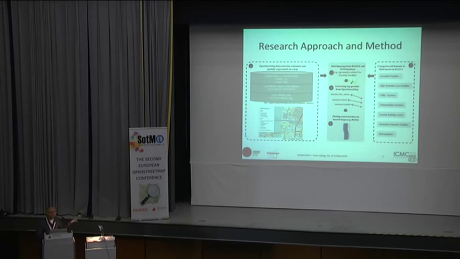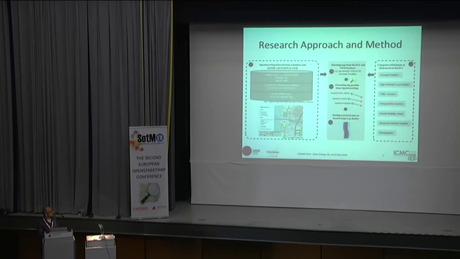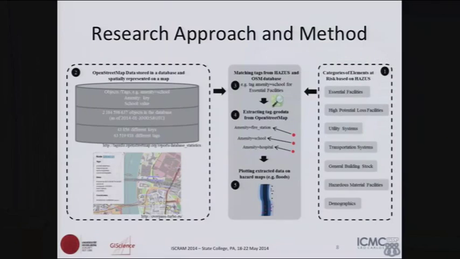And in this picture here, I will explain a little bit of the workflow we developed to extract this information from OSM. We start in the first place by drawing some categories of those elements at risk. Well, what are the kinds of elements at risk that we have to take care of?